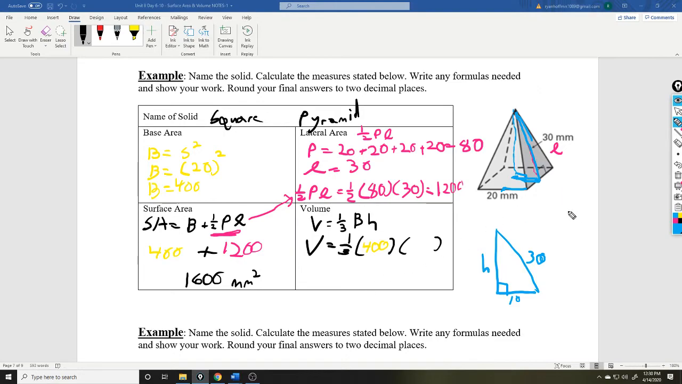So that means we're going to do 30 squared, hypotenuse goes on the left, equals 10 squared plus h squared. 30 squared is 900, equals 10 squared is 100 plus h squared. Right, we're just solving for h. Subtract. And then we're going to take the square root of both sides.